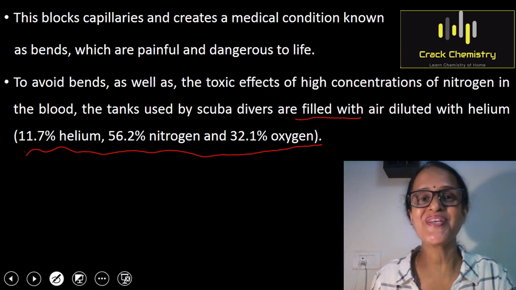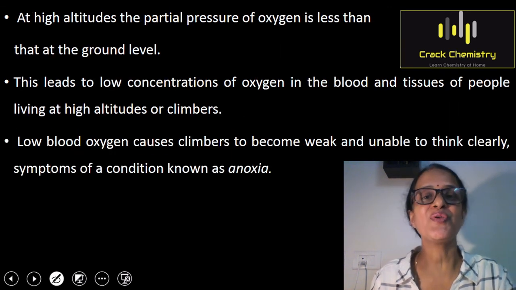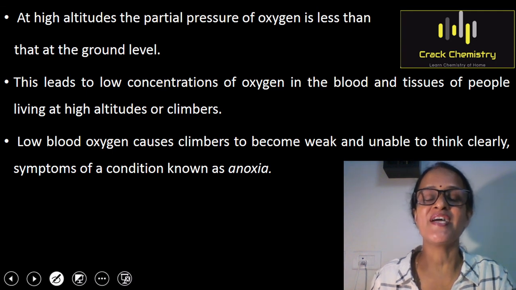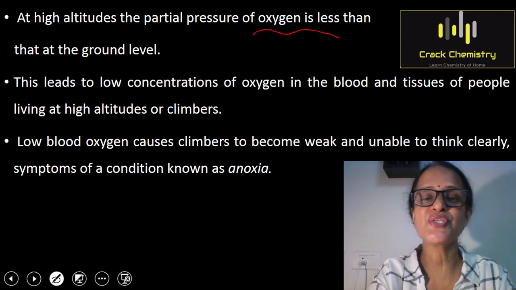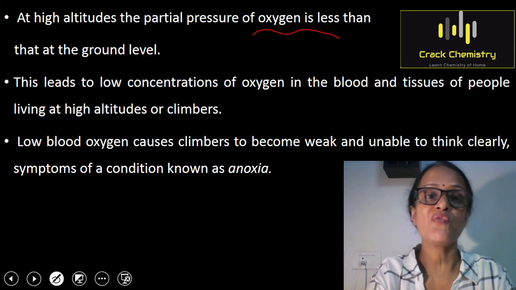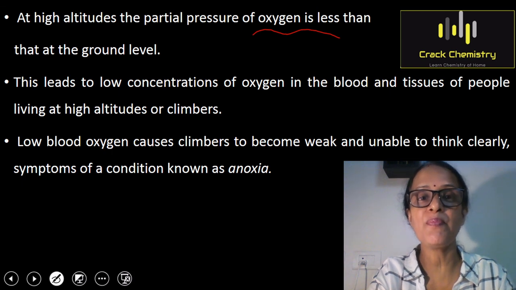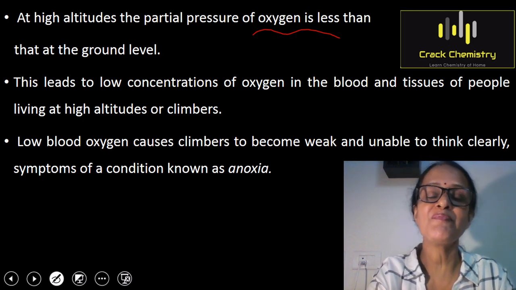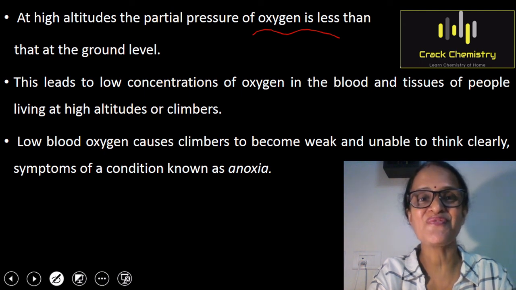Children, one more important application of Henry's law is that at higher altitudes, the air pressure becomes less. As a result, the amount of oxygen present at higher altitudes will be less. So what will happen to mountaineers, or to the persons who live in mountains? The amount of oxygen dissolved in their tissues and blood will become less. As a result, they will suffer from a condition in which there is less oxygen in their tissues and blood, and this condition is known as anoxia.